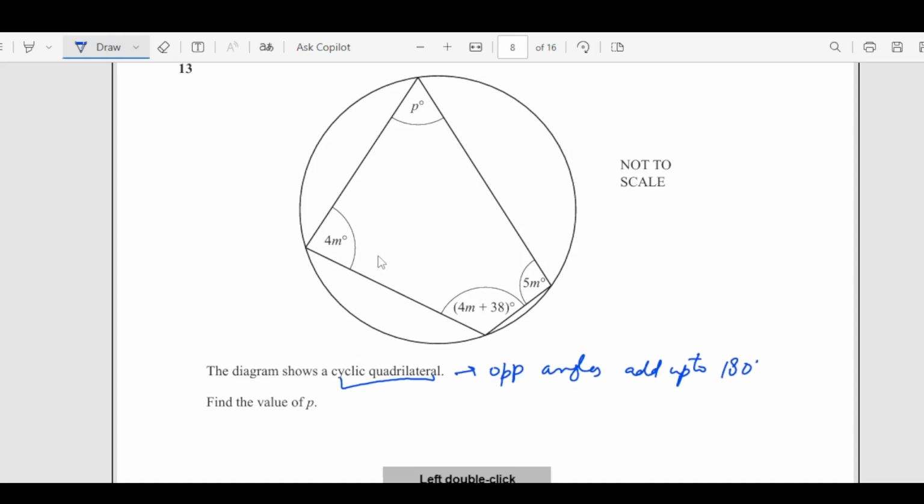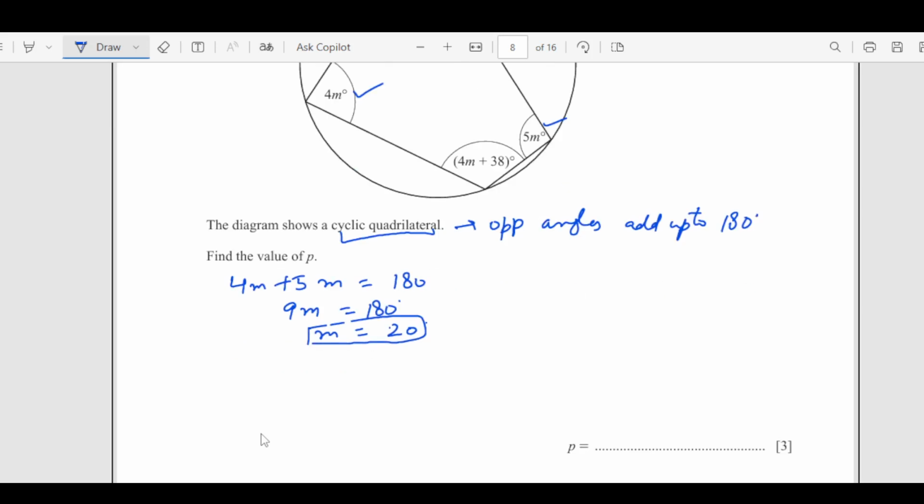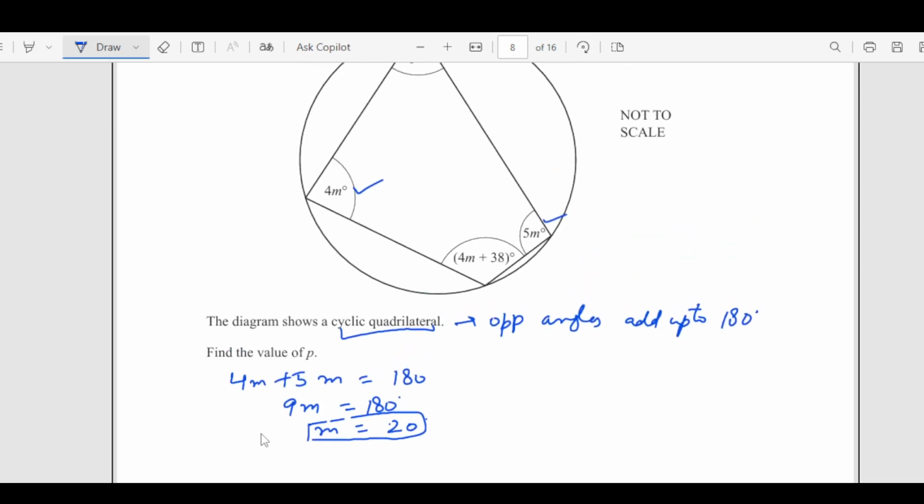Now from here the opposite angles are 4m and 5m. So I will write down here 4m plus 5m is equal to 180. So this is 9m is 180 and m is 20, right? So the value of m is 20. So as we got the m, now we can take the other two angles, right?